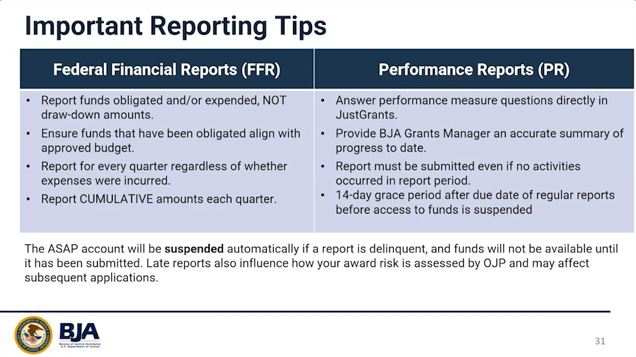For your performance reports, answer performance measure questions directly in JustGrants. Provide your BJA grant manager with an accurate summary of progress to date. Reports must be submitted even if no activities occurred in your reporting period, and there's a 14-day grace period after the due date of regular reports before access to funds is suspended. ASAP accounts will be suspended automatically if a report is delinquent, and funds will not be available until it has been submitted. Late reports also influence how your award risk is assessed by OJP and may affect subsequent applications.